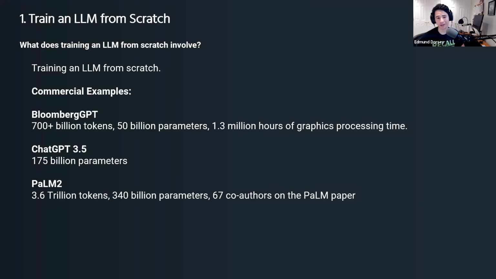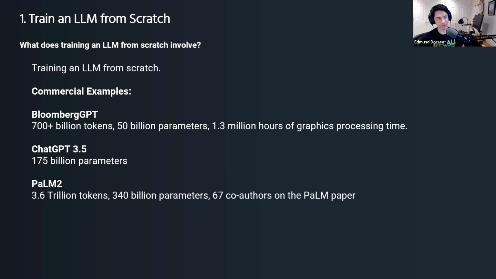They also require a lot of compute power when you're building these. The BloombergGPT one was claimed to take 1.3 million hours of GPU processing time. So you're going to have a hard time recreating that at home on your gaming rig, even if it's a really nice gaming rig. And then there's the expertise required, right? There are 67 co-authors on this PaLM paper. That's a lot of data scientists and ML engineers doing this.